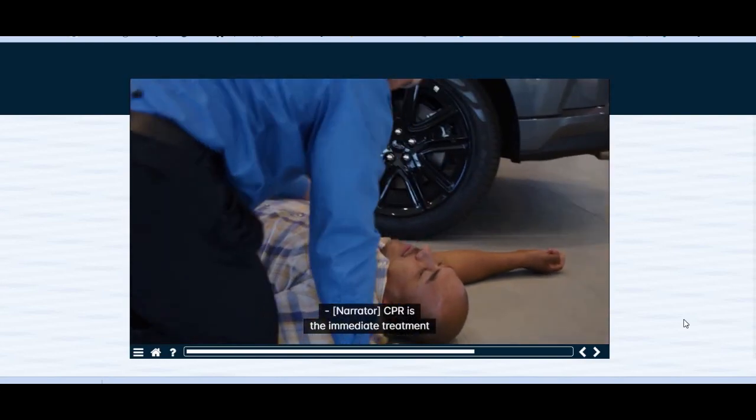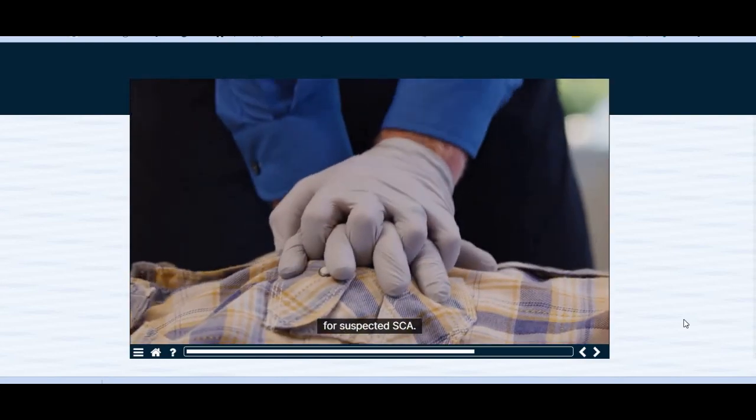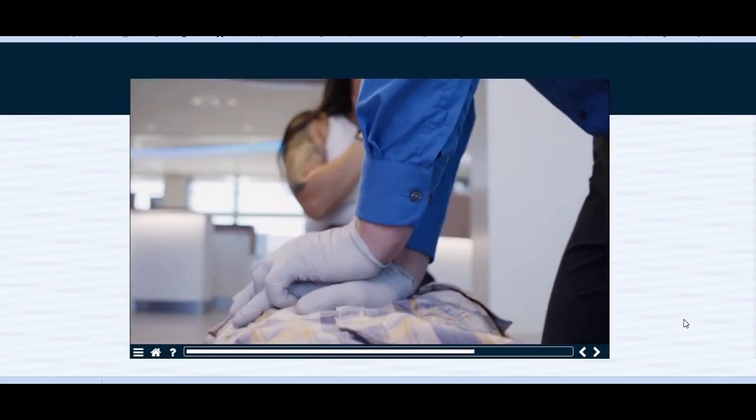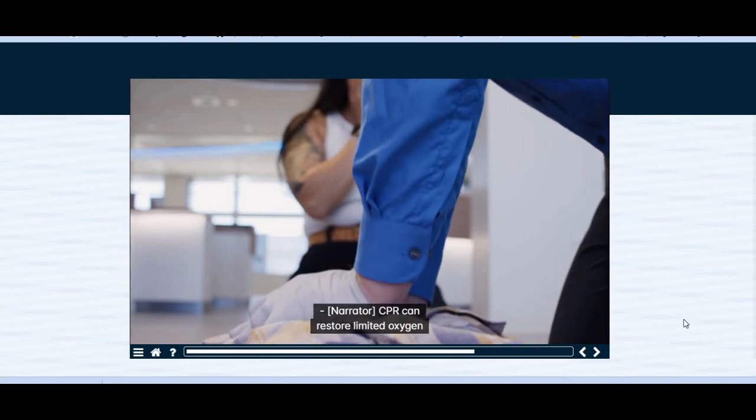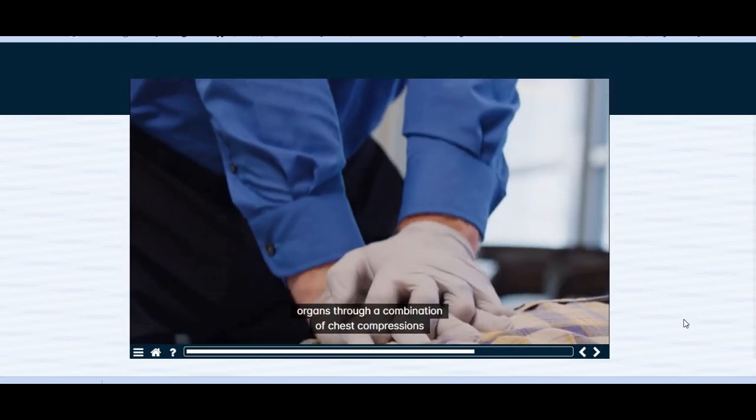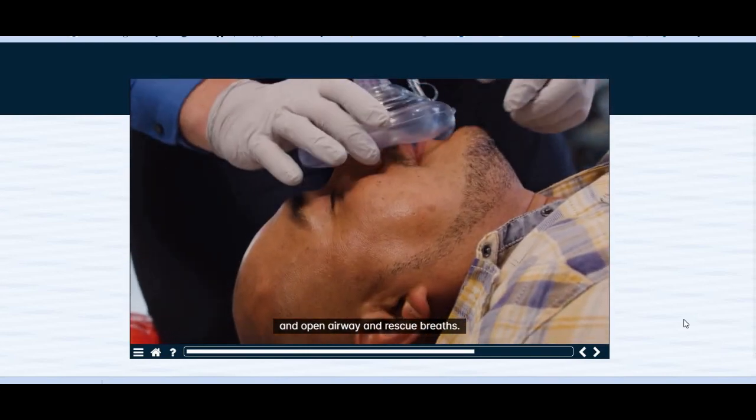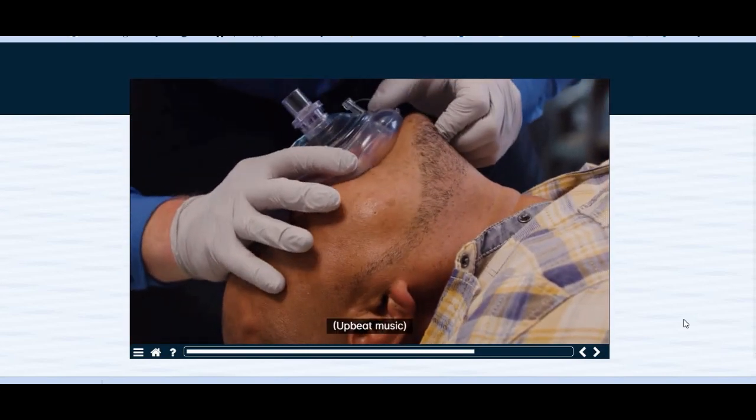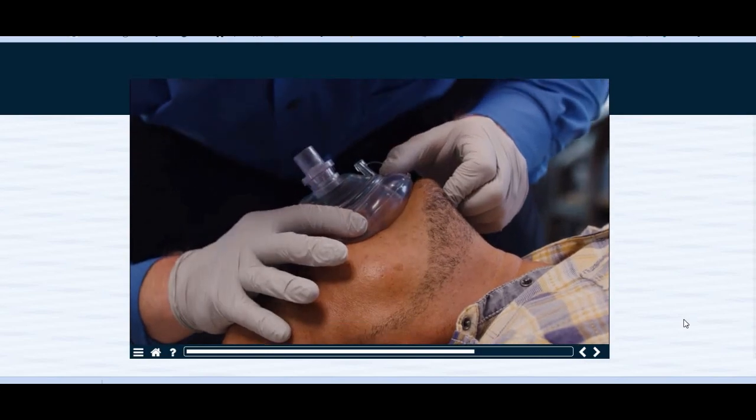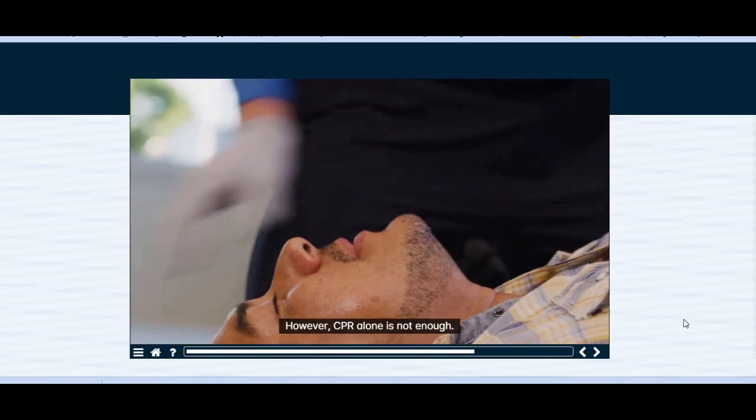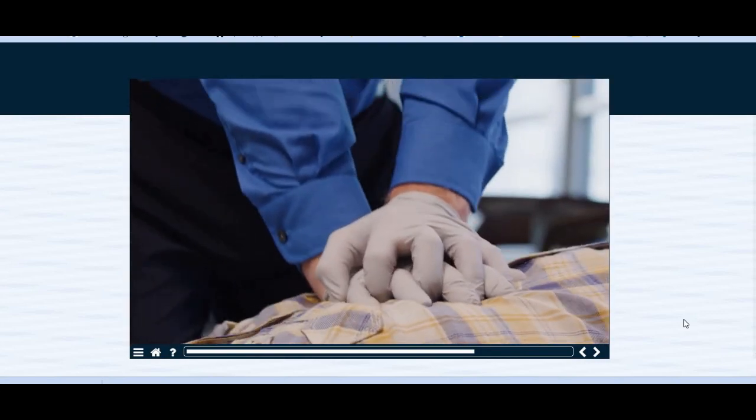CPR is the immediate treatment for suspected SCA. CPR can restore limited oxygen to the brain and other vital organs through a combination of chest compressions, an open airway, and rescue breaths. However, CPR alone is not enough.